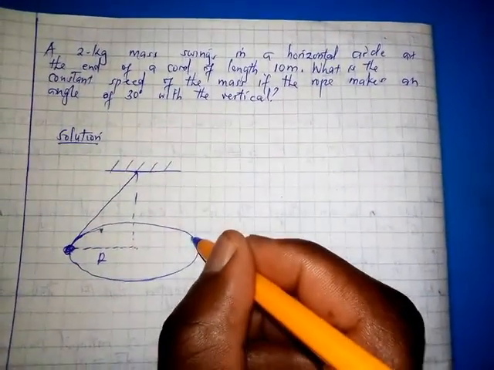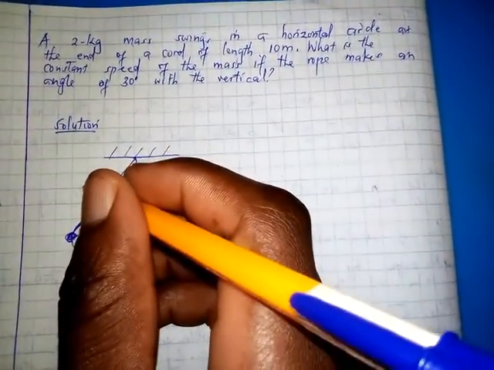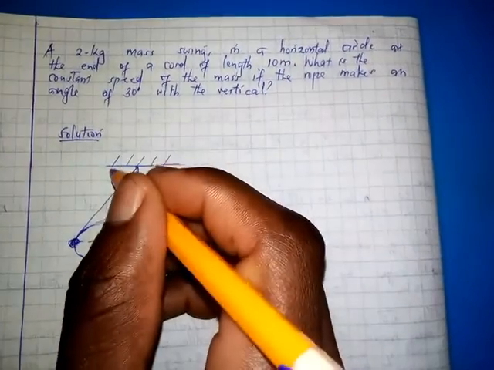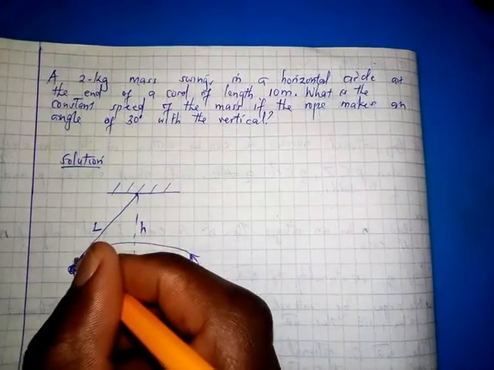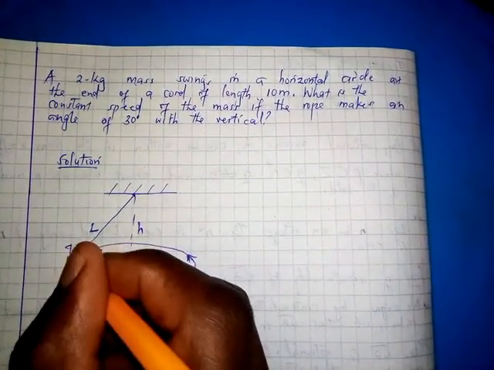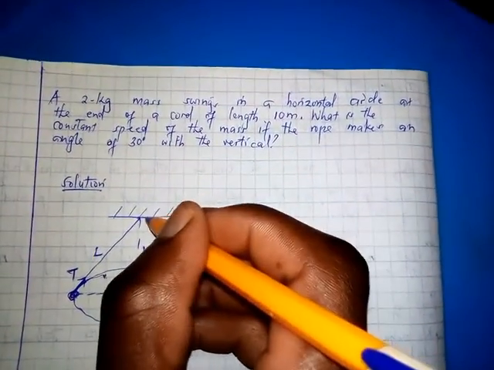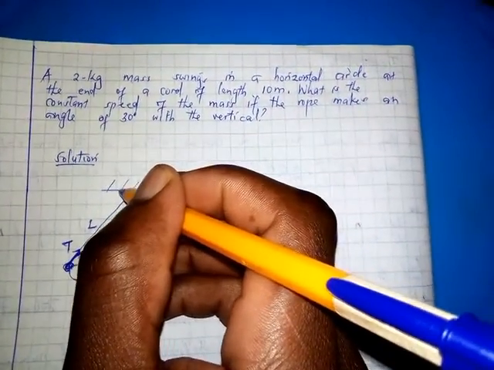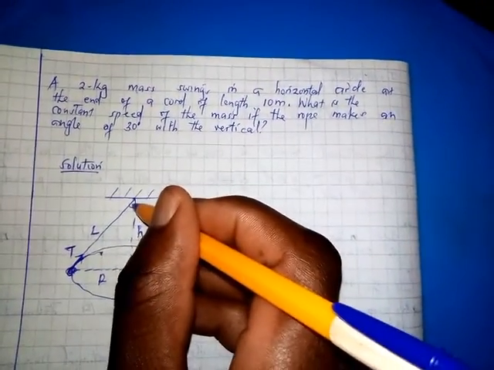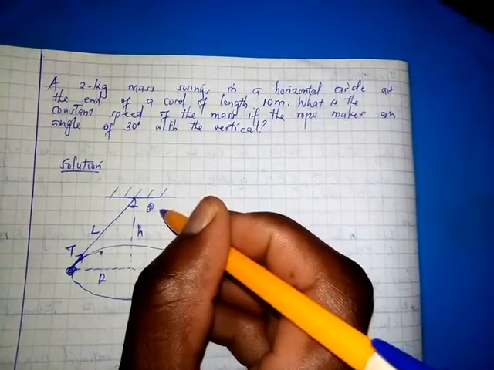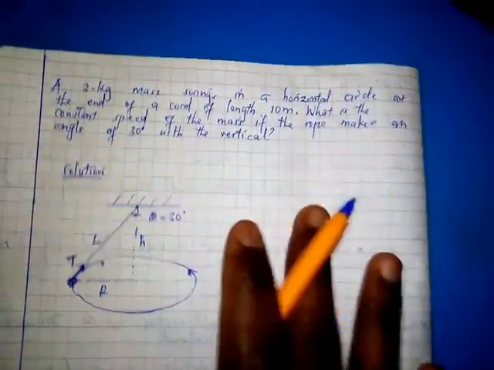Inside the circle, H, the cord, this is the length of the cord, L, this is the tension in that cord, T. It makes an angle with the vertical, this is the vertical H, and the angle theta is equal to 30 degrees, as from the question.